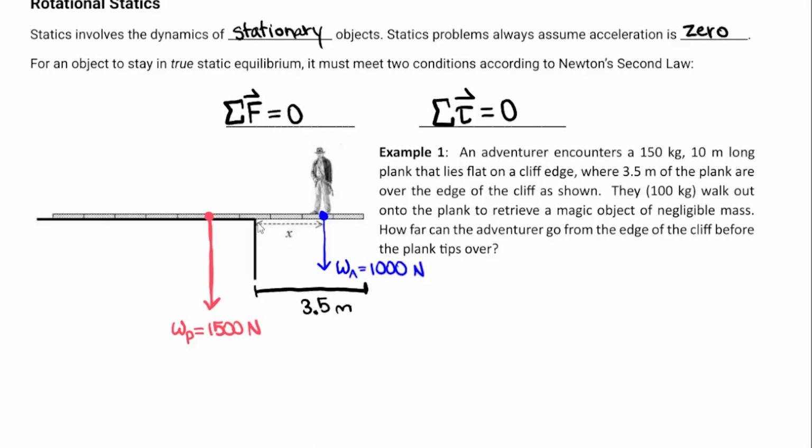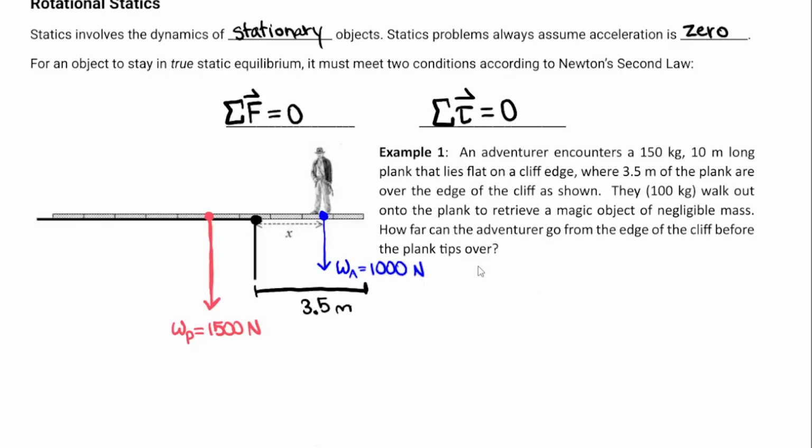So our goal here is to figure out the distance from some pivot point. In this case, we're not really given a hinge like on that door picture from earlier, but if we imagine this plank rotating about one singular point, it's probably going to be the cliff edge right here. If they walk out far enough, the plank is going to rotate about that point and fall down this way, and then our adventurer will meet their demise. So let's figure out how far they can go before that happens, so we can warn them.